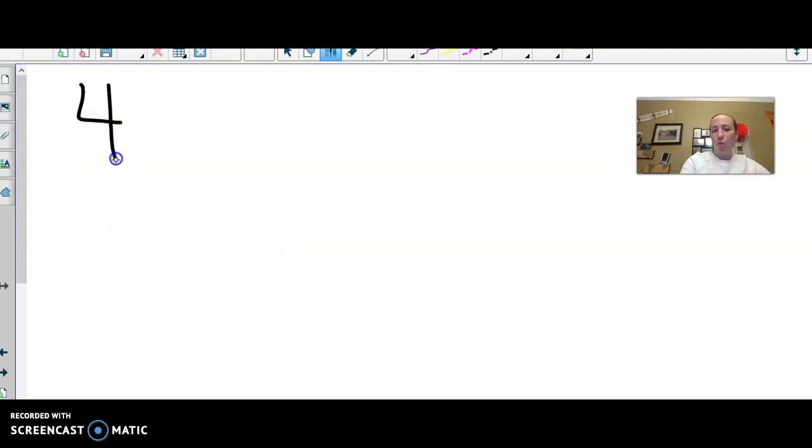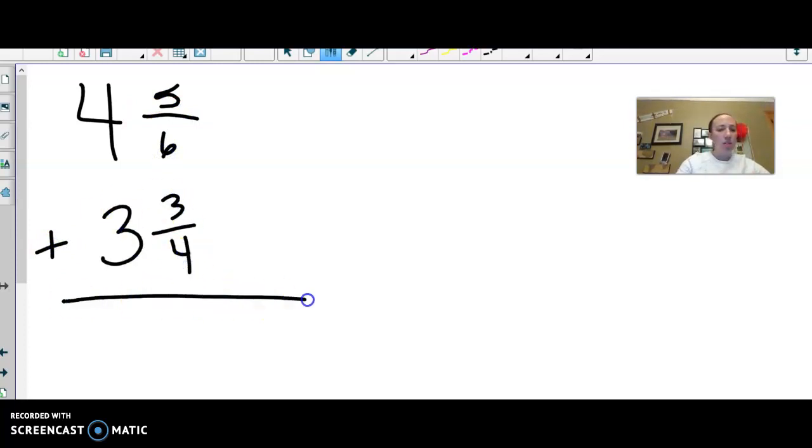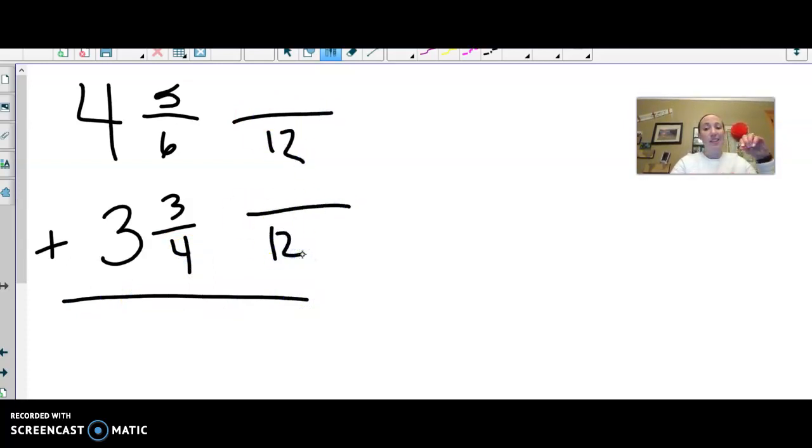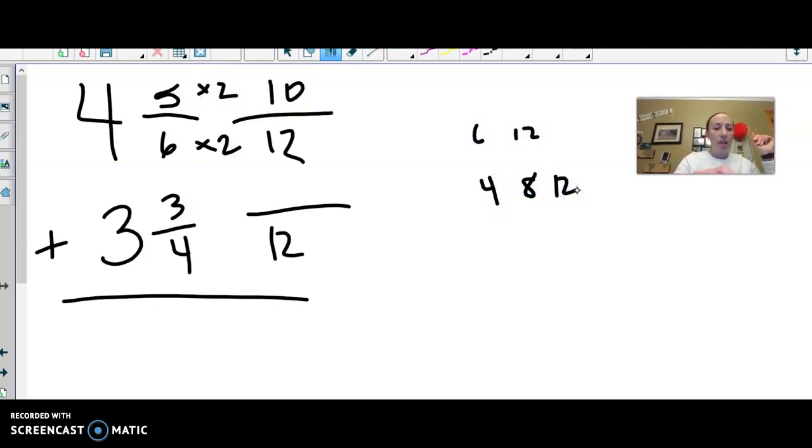Let's see, we got 4 5/6 plus 3 3/4. So common denominator. I could use 24. I'm going to use 12, so I don't have to, the less likely I'll have to simplify. And again, if you need to write out the multiples still, that's fine. I'm just trying for time's sake to keep things moving since you've been doing that a number of lessons now.